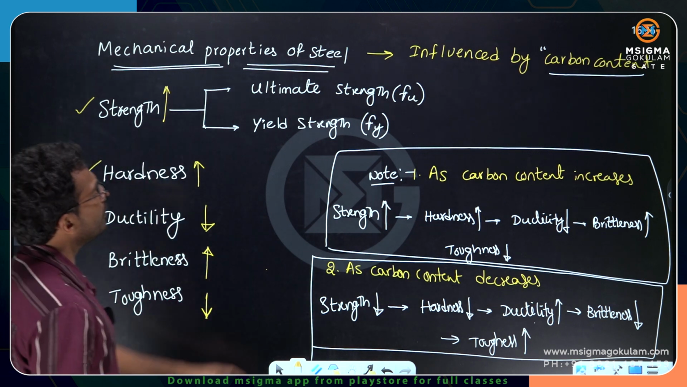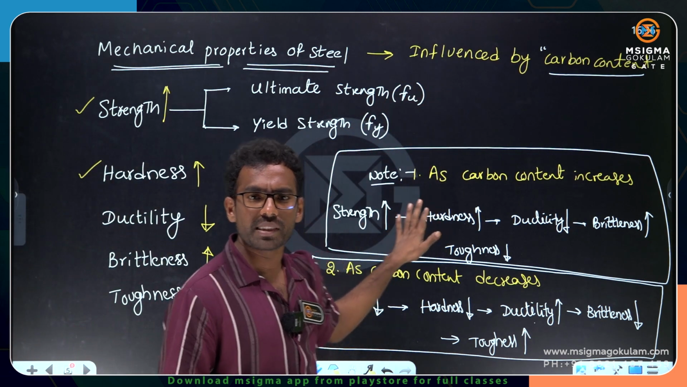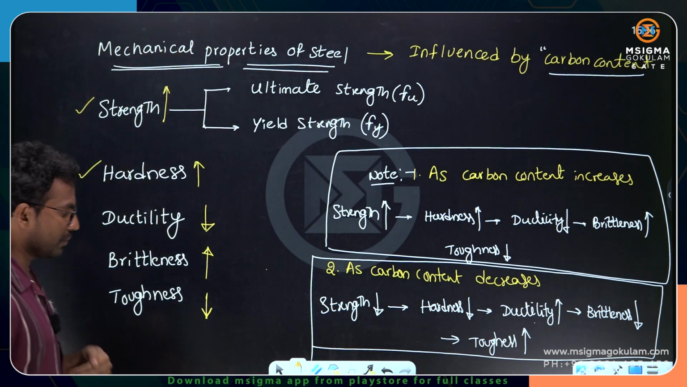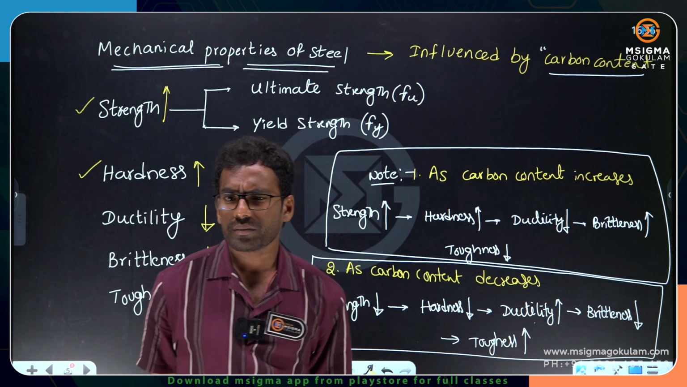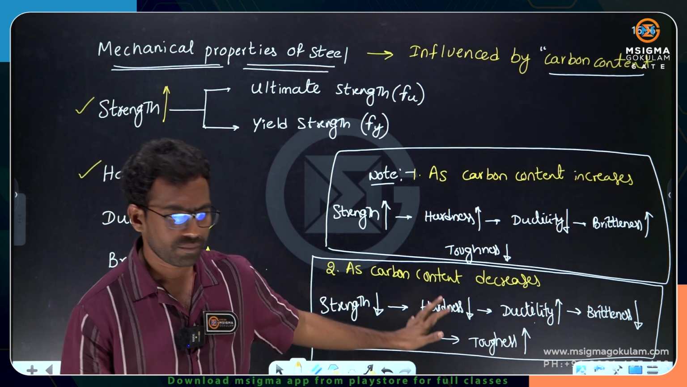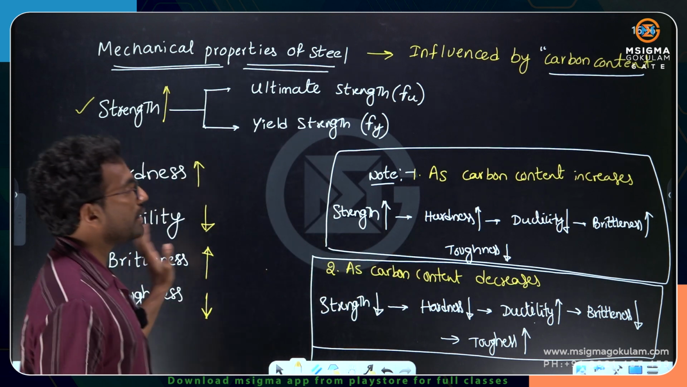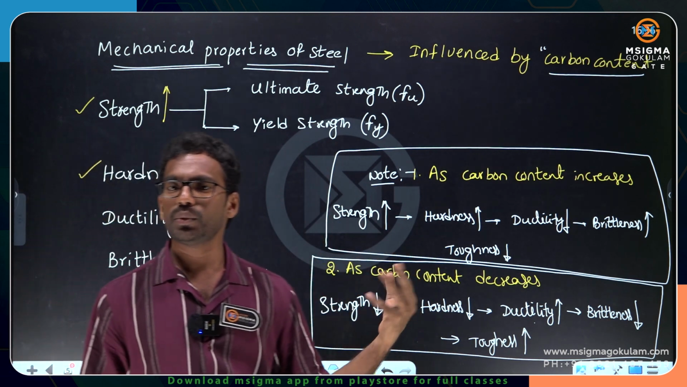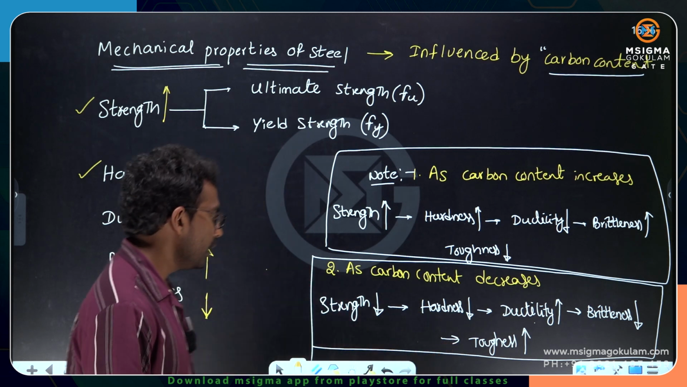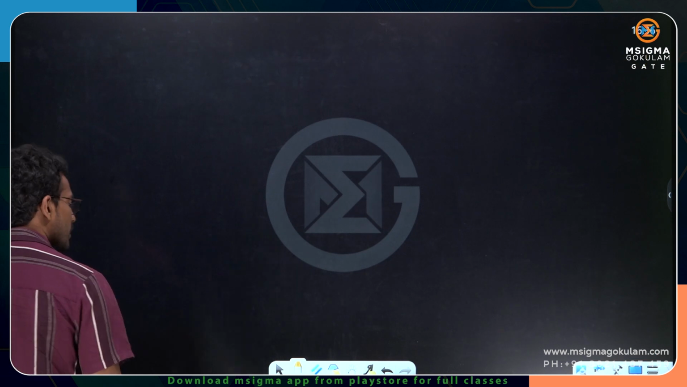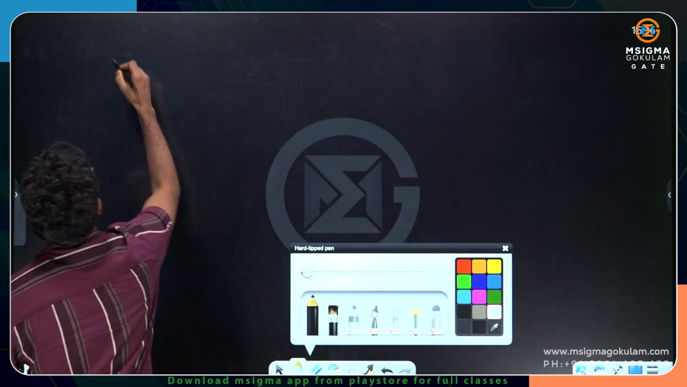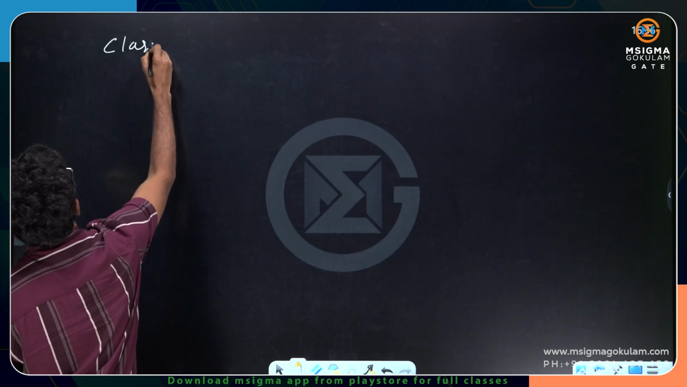So this is how your carbon content is going to influence the mechanical properties of the steel. These are the mechanical properties of the steel. Now, as I told you, steel is manufactured in that way. Now understand, this particular steel can be divided into three categories: low carbon steel, medium carbon steel, and high carbon steel, only based on the carbon content. So let us see that also here, the classification of steel.